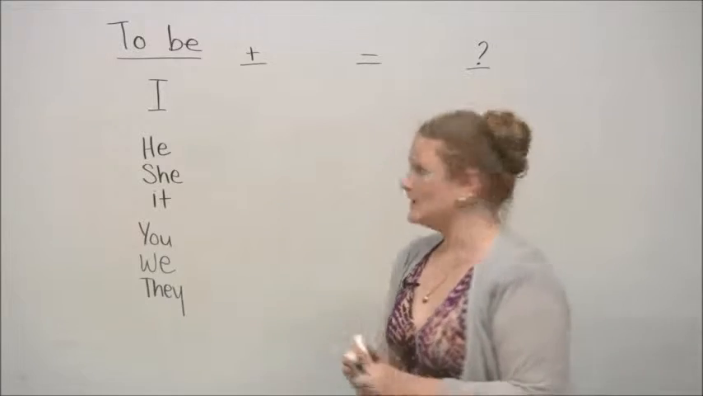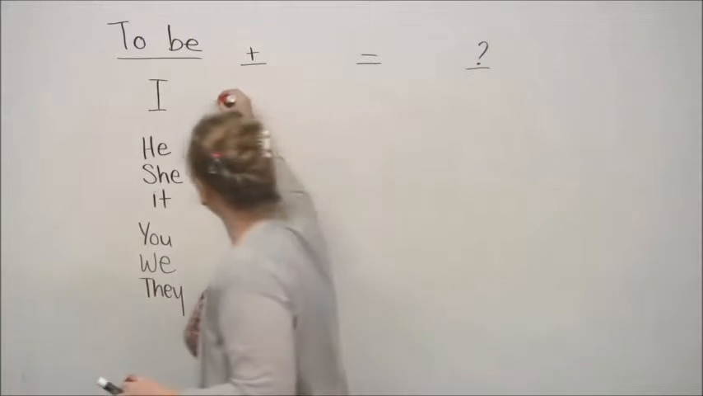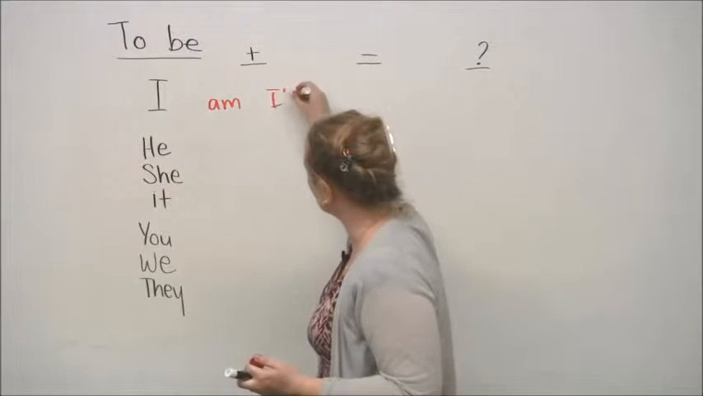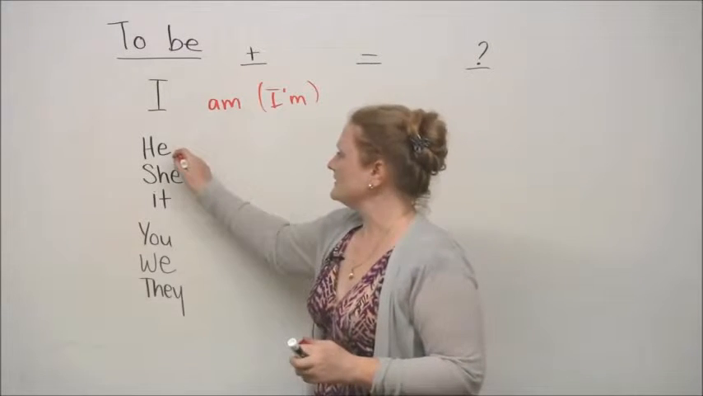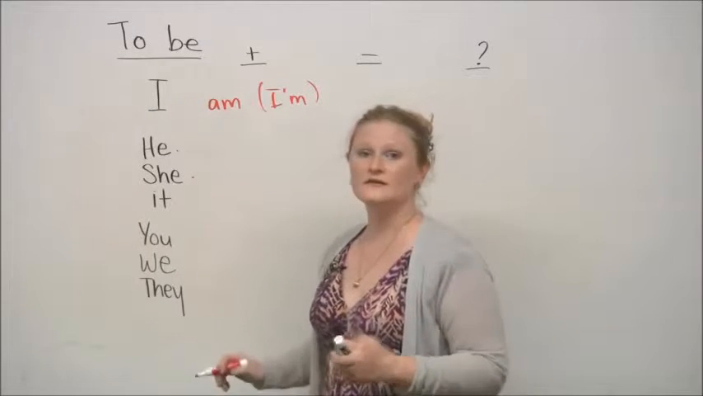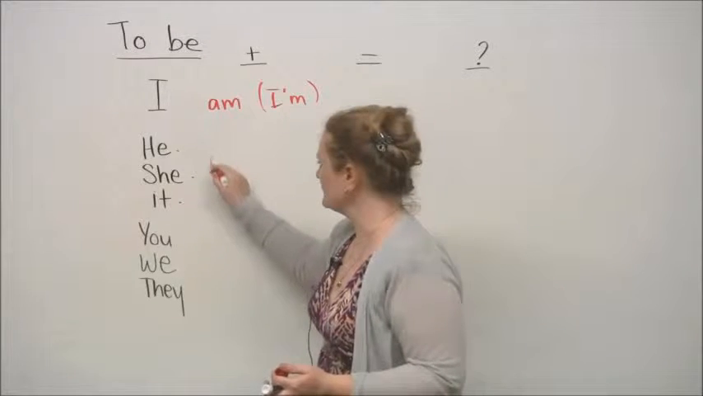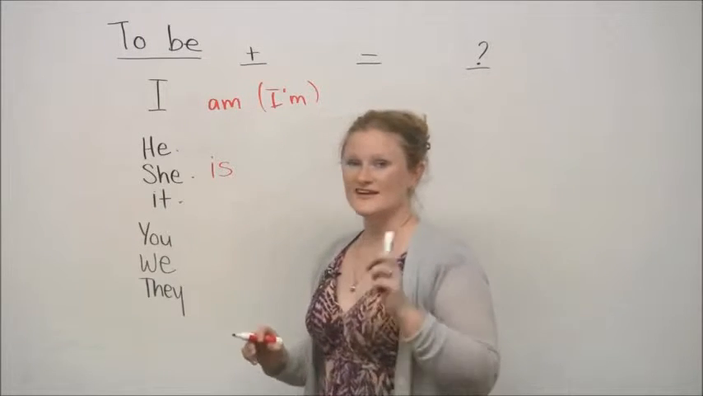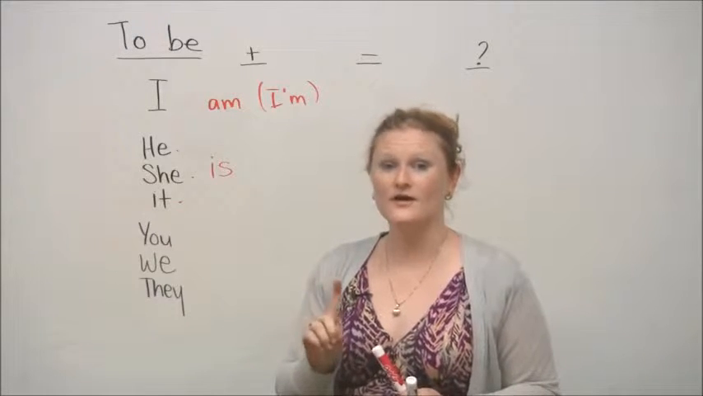So, the first thing we have to do is go through the positive. We say, I am. Or you can also say or write, I'm. It's the same thing. With he, and this is a man or a boy, she, who's a girl or a woman, and it, we have to use is. Now, it is a singular noun, so that means one of something that is not a person.